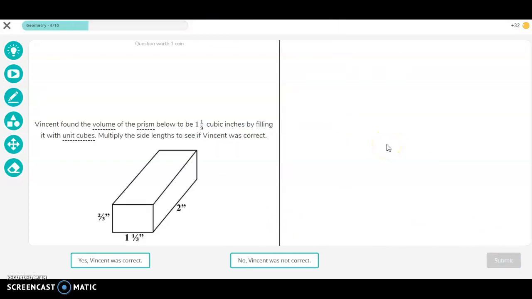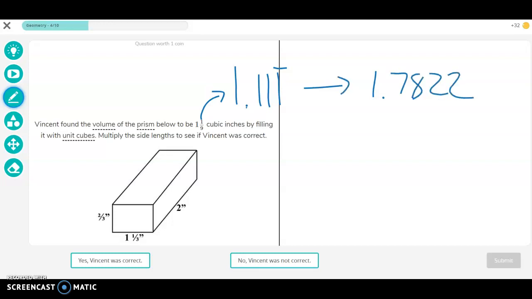All right, Vincent found this volume to be 1 1/9 cubic inches by filling it with unit cubes. You're going to see from the lengths of the sides if he was correct. I would take 1 1/9 and solve it as a decimal. Okay, so I'm just going to put that in my calculator and I get 1.111 and the one keeps repeating. Okay, so now I'm going to take length times width times height and I'm going to multiply those. And I get 1.782. Those are not the same. So no, he was not correct.